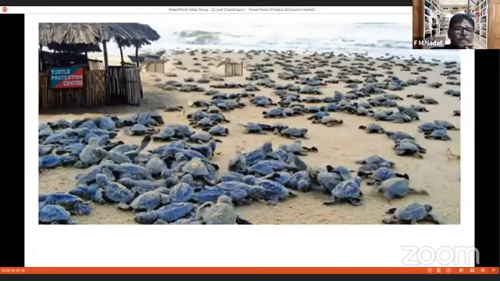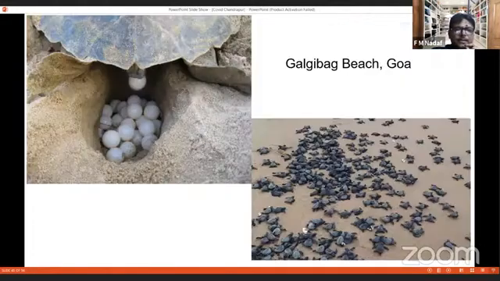This is from Goa, at a place called Galjibagh. This is a protected site by the forest department. Turtles laying eggs. When they lay eggs, they lay thousands, not one or two. When they hatch, again in thousands. So this was the scenario.